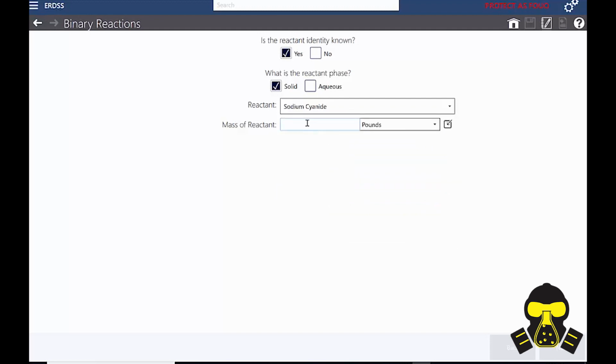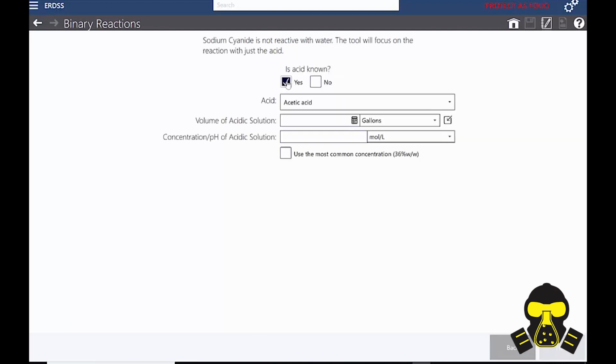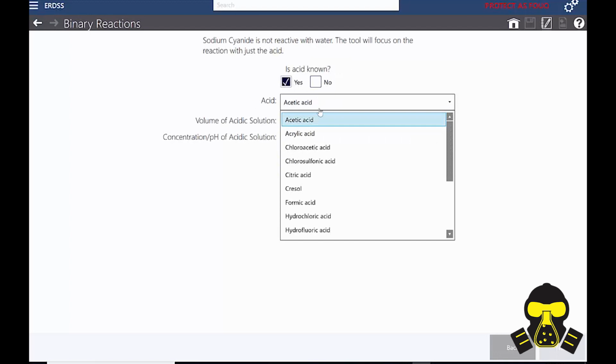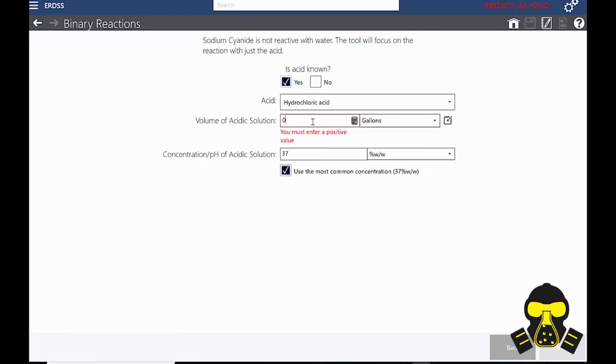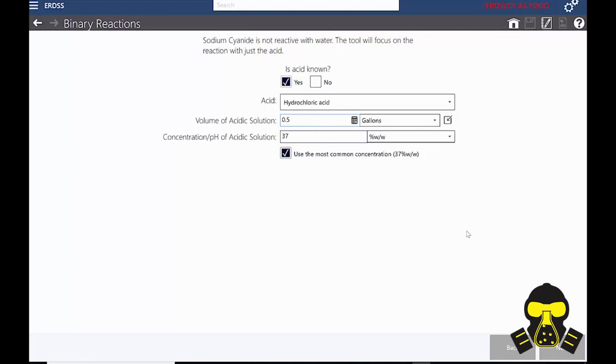So sodium cyanide. Let's say they had a quarter pound. Not a lot, right? Now, let's say we have an acid. Any acid will do, but let's pick something like hydrochloric. Now, you notice it's going to say common concentration, so I can pick that. And let's say that they only have half a gallon of it. Now, think of the device, right? It's a binary weapon. They're going to take a powder or put it in a solution, and they're going to take a liquid. They're going to mix them together and make a resultant gas.